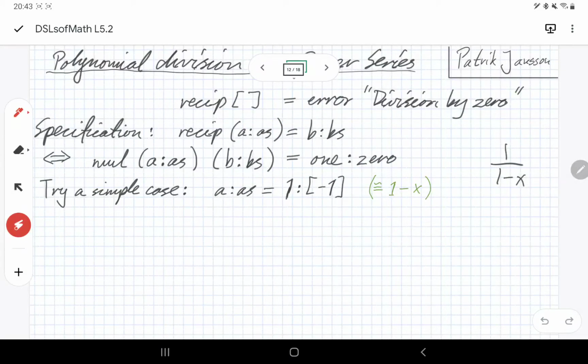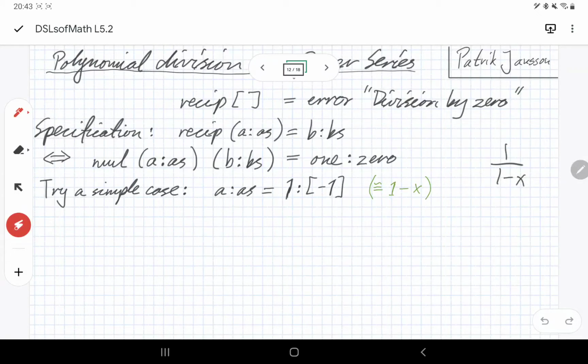Okay, so we know the specification. I've extended it slightly here. It now says 1 followed by 0, but it's the same intention as before. And I want to start by computing a simple case, which is just 1 over 1 minus x. So where 1 minus x is represented here by the list 1, minus 1. So A is 1 and the AS part here is a singleton list minus 1.